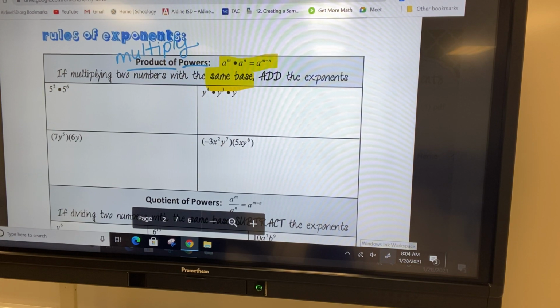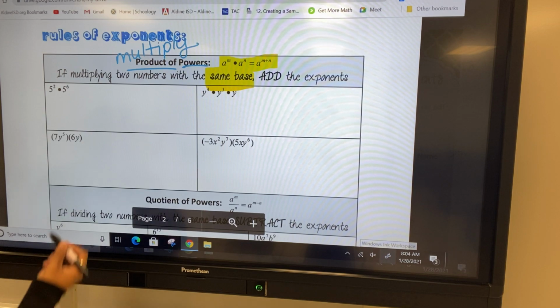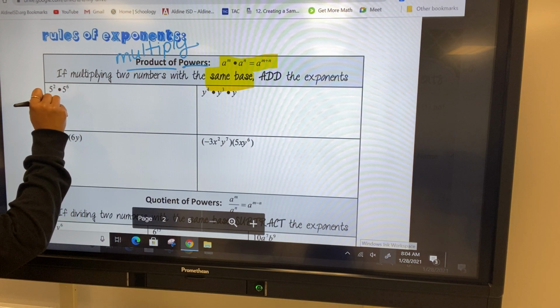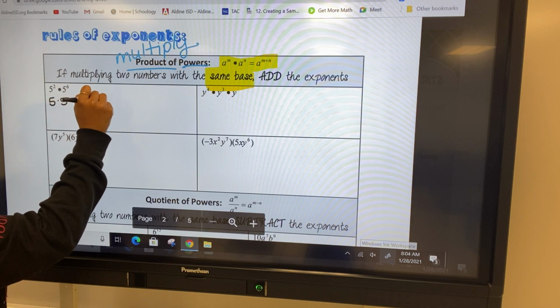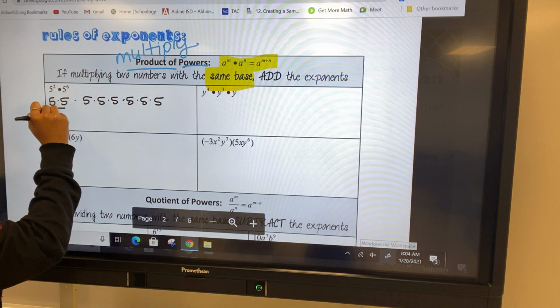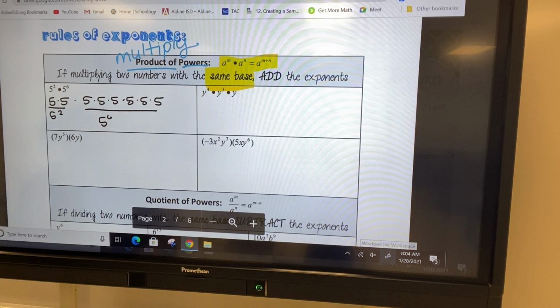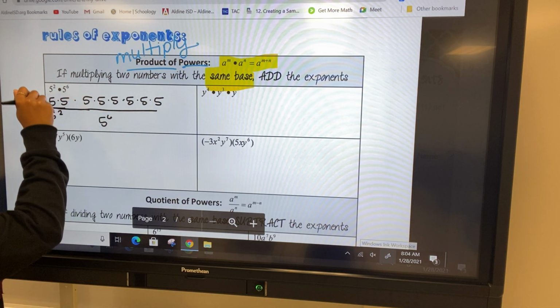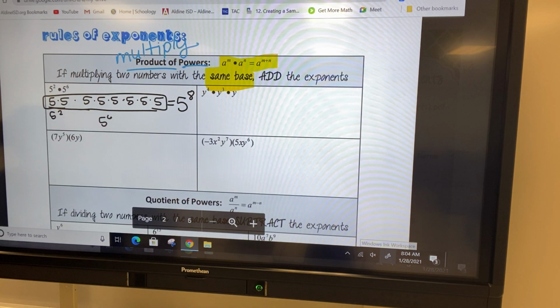So here we have 5 squared times 5 to the 6. We already discussed just a moment ago that 5 squared means 5 times 5. And then we can rewrite 5 to the power of 6. That means 5 six times. So this is 5 squared, and then all of this is 5 to the power of 6. Well, if we multiply that all together, what we really end up with is we're actually multiplying 5 a total of 8 times. So this is really 5 to the power of 8.